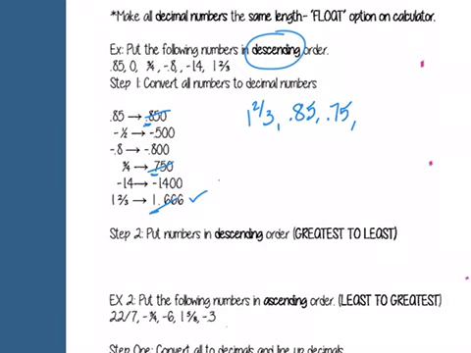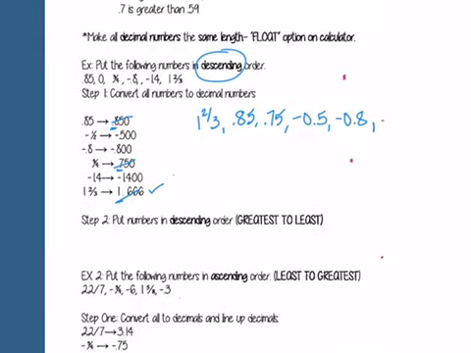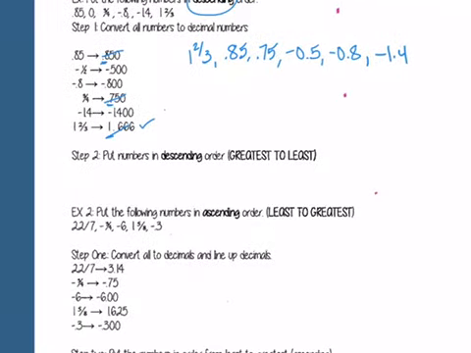So we're going biggest to smallest. So remember, when you've got negatives, the smaller the digit, the bigger the number actually is. So we've got negative 0.5, and then negative 0.8, and then negative 1.4. Should be our layout, descending greatest to least.